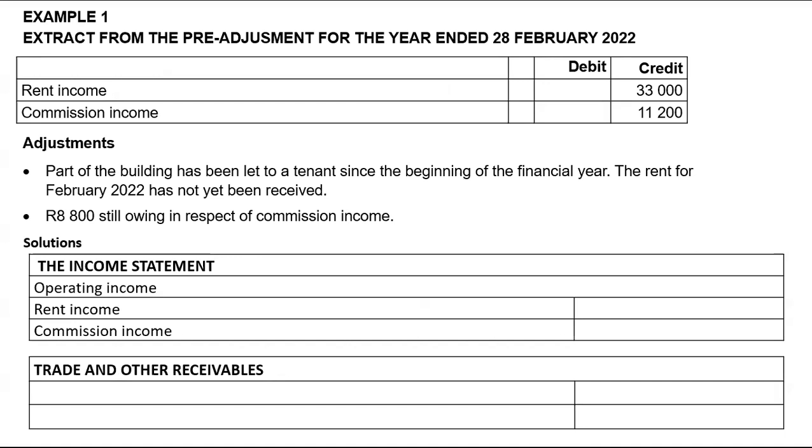For our income statement, our rent income is currently sitting at 33,000 rand. We need to increase it by 3,000 rand so that our rent can be valued at the correct value, which is 36,000 rand. Similarly, with our commission income, it is valued at 11,200. We are still missing 8,800. 11,200 plus 8,800 will give you a total commission income, which will be 20,000 rand. In trade and other receivables, our accrued income will be 3,000 rand plus 8,800, and that will give us 11,800.